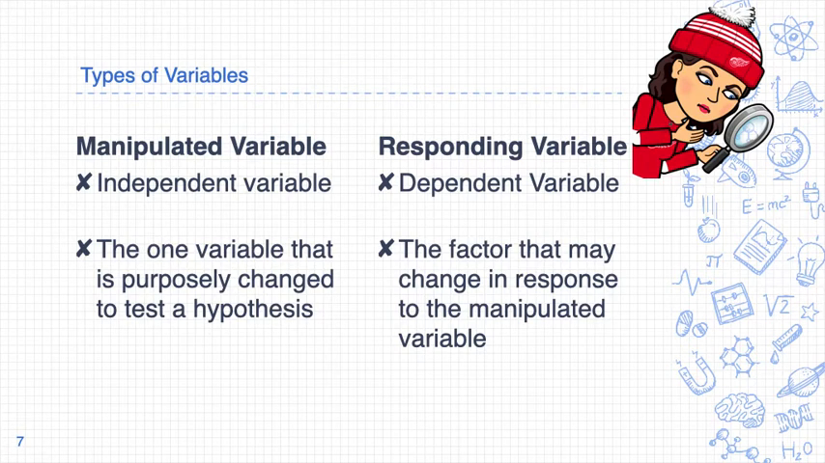You're going to have two different types of variables in your experiment. The first one is a manipulated variable, otherwise known as the independent variable, and this is the one variable that is purposely changed to test a hypothesis. So the manipulated variable is the one that you change. Your responding variable is your dependent variable, and it is the factor that may change in response to the manipulated variable.